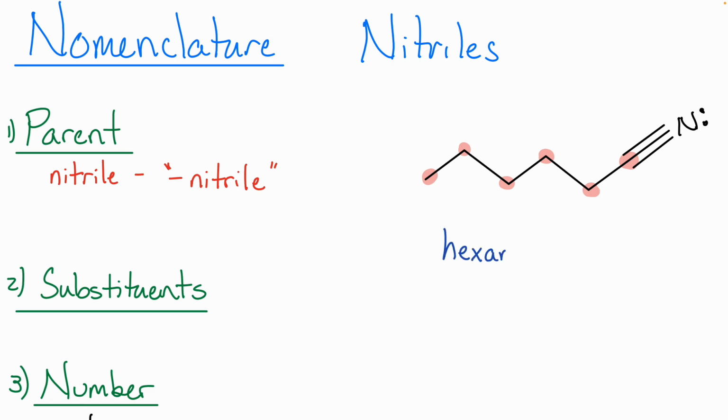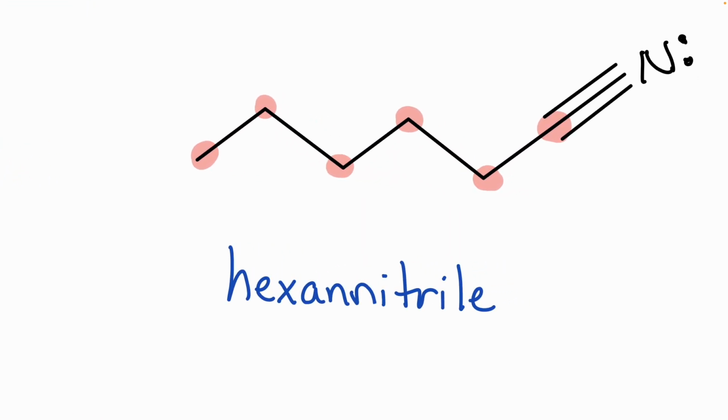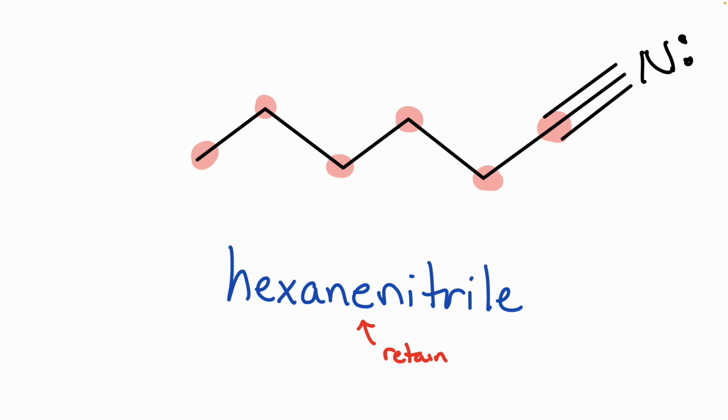So we got hex, an, nitrile. And what's wrong with this here? We need the E, right? Same thing, we got this functional group suffix that starts with a consonant, so we're going to retain that E. So not hexanitrile, but hexanenitrile. All right, so we saw this with our thiols, one of those functional groups that start with consonants. We have to retain E because this thing here is a consonant.